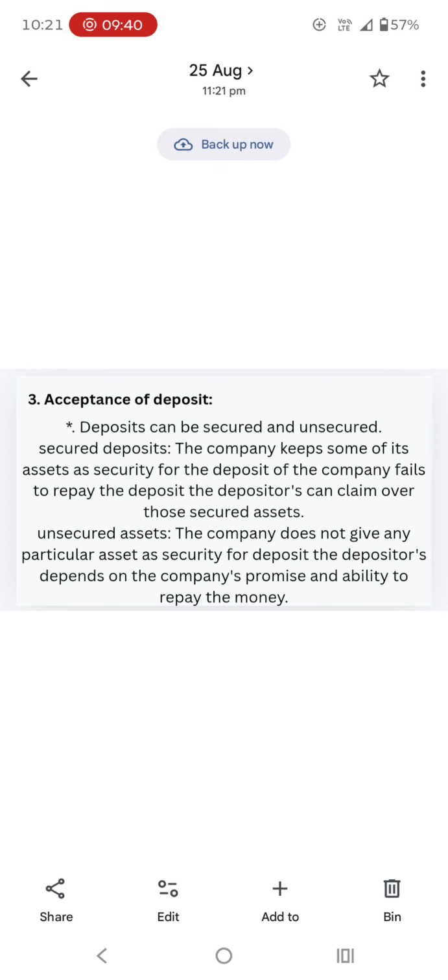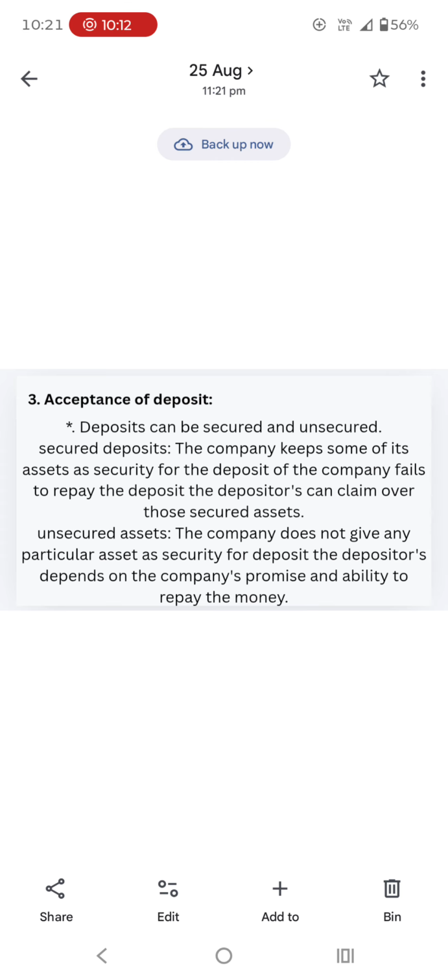If the company fails to repay the deposit, the depositor can claim over those secured assets. If the company is not able to pay the deposit at the time with some interest, the depositors who have deposited in the company, who have invested in the company, can claim over those secured assets of the company.